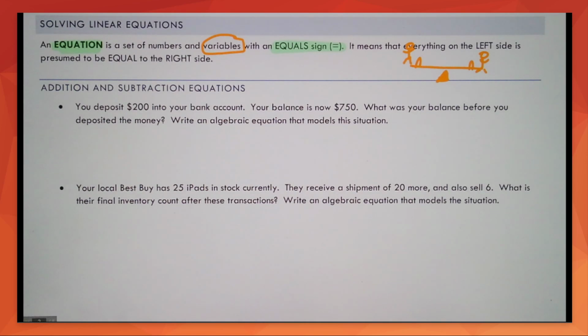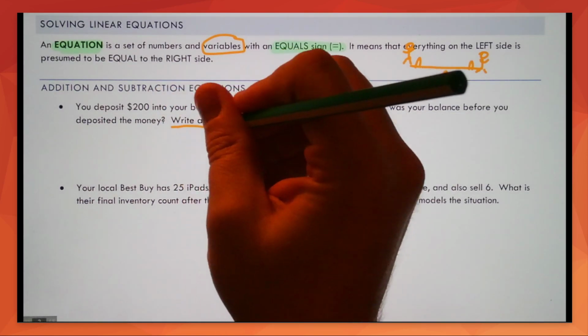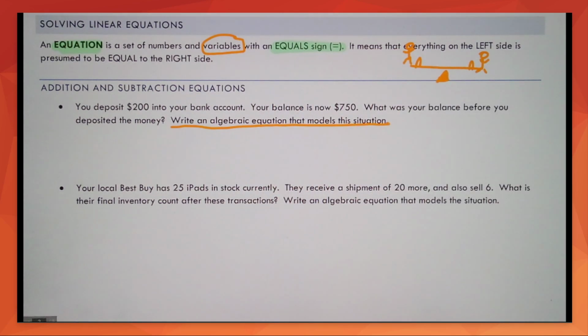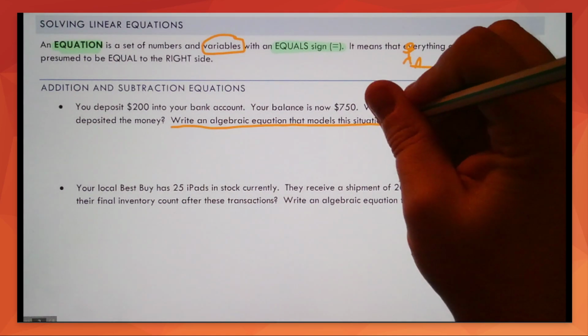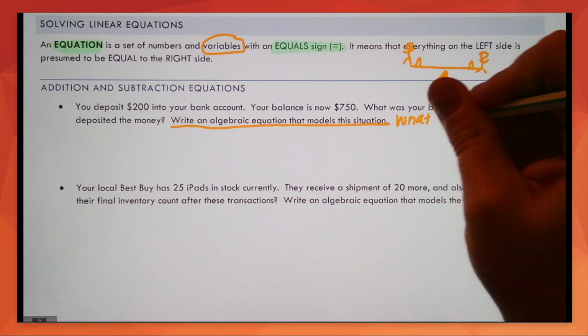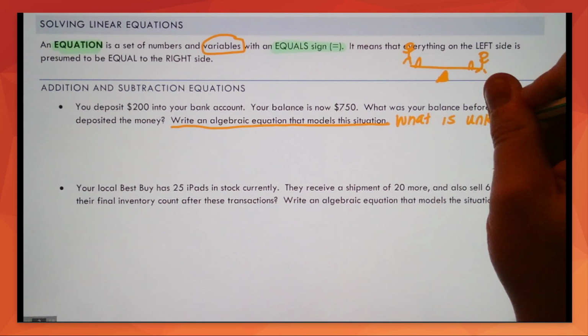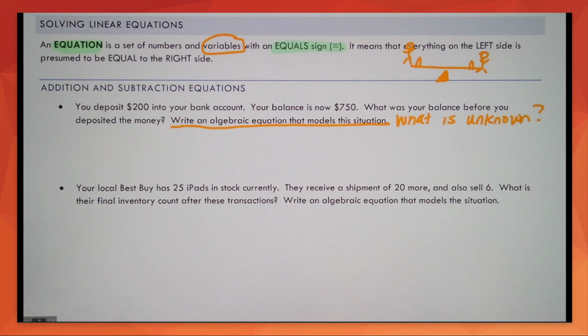But you can write an equation for this, and actually the problem says to write an algebraic equation that models this situation. So my first question to you is, what is unknown? What is the thing that you do not have the answer to in this problem? What is the unknown thing that could be any number? What I'm really asking you here is to define the variable. What is the variable in this equation? What is the thing that we are going to solve for?